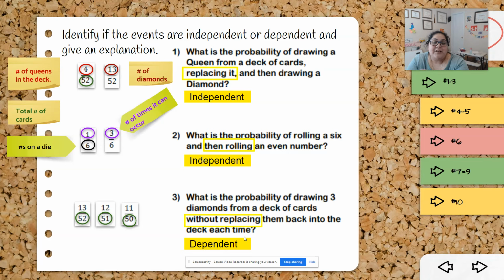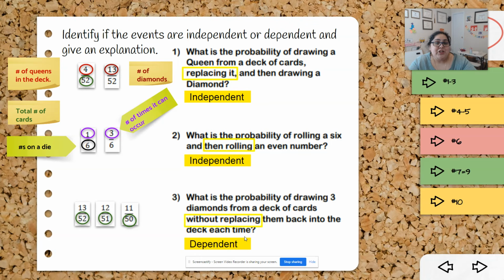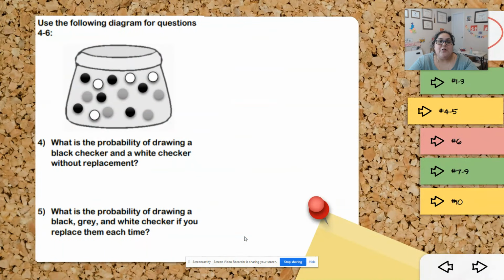Okay. So don't say, oh, dependent means when I change the number at the top. No, dependent means that you're changing the total number of outcomes at the bottom. When that number at the bottom is changing, then we know that it's going to be dependent. Okay. Because it's being affected from the draw before it. All right. So here we go on to another example.